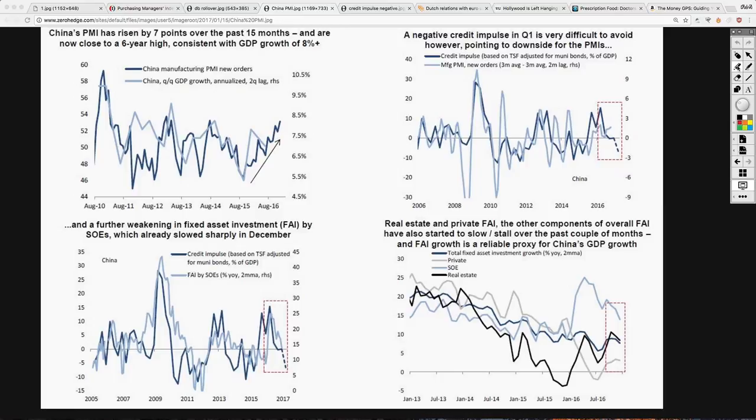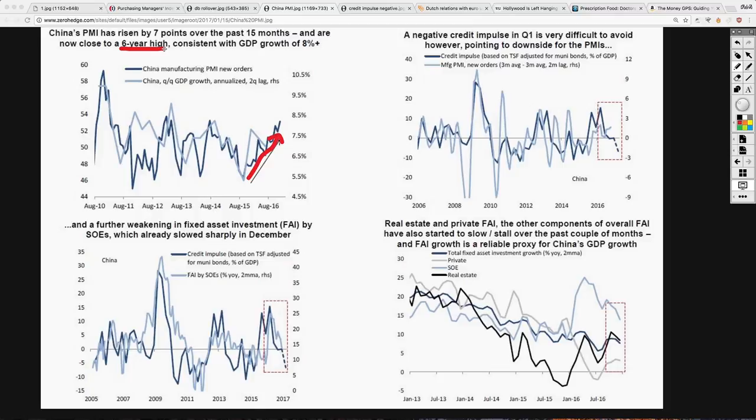China's PMI, on the other hand, has risen by 7 points over the past 15 months and is now close to a 6-year high, consistent with GDP growth of 8%. So something is going on. I'm getting a real big mixed message coming out of China at this time. I've heard economists talking about China starting to, the wheels are spinning again. But simultaneously, I read a lot of data that showed quite the opposite. So I'd like to keep a closer eye on exactly what's happening here.